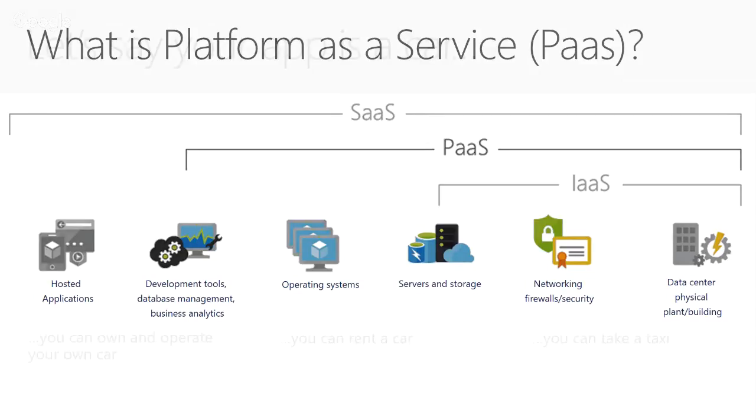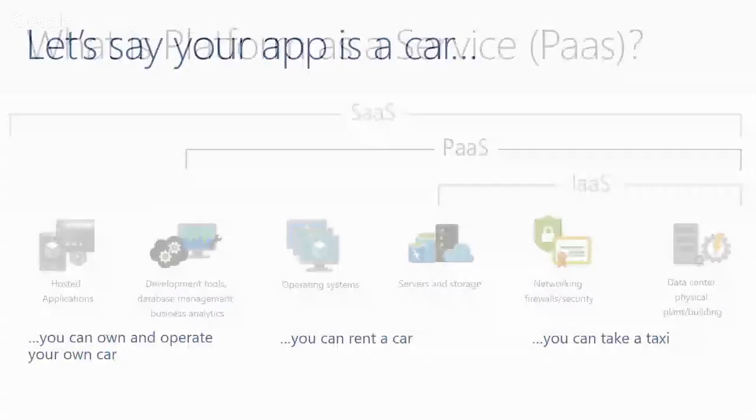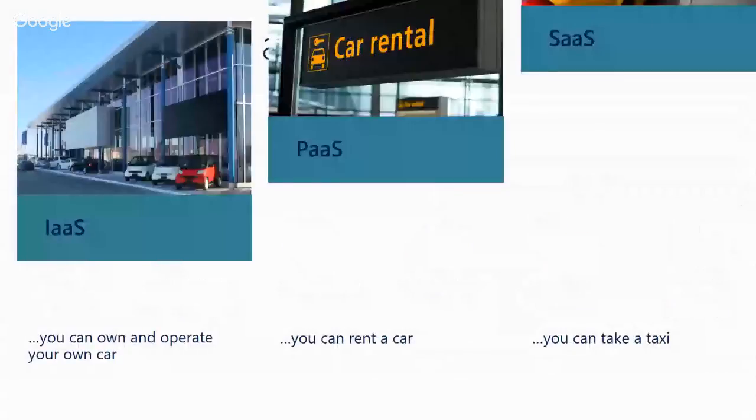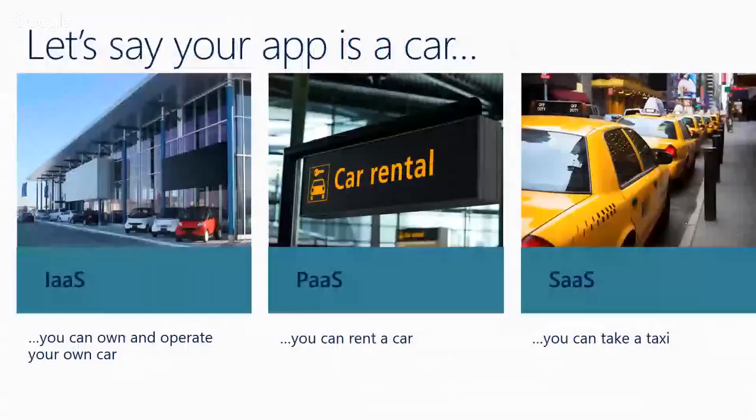Okay, to give you a better understanding of what exactly platform as a service is, assume the app they're going to build is a car. In infrastructure as a service, on the left side, you have to own your car. You have to operate the car. You have to pay for the maintenance. You have to pay for everything, including needing a parking space at your house in order to park your car.